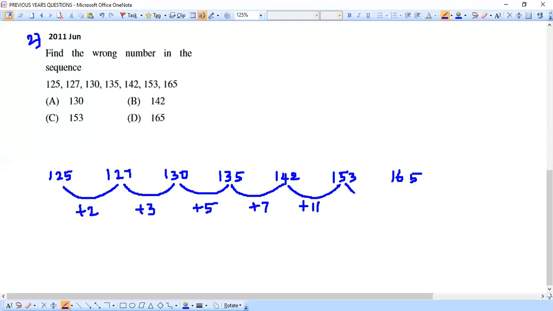And one more we have. Here we have plus how much? 153. How much needs to be added to get 165? If I think about it, I will be getting 2, then 1. That's it, right? So 153 plus 2 they did, so that we are getting 165.